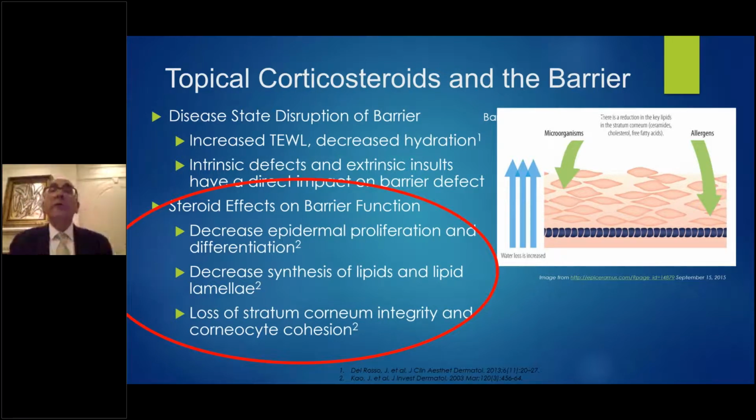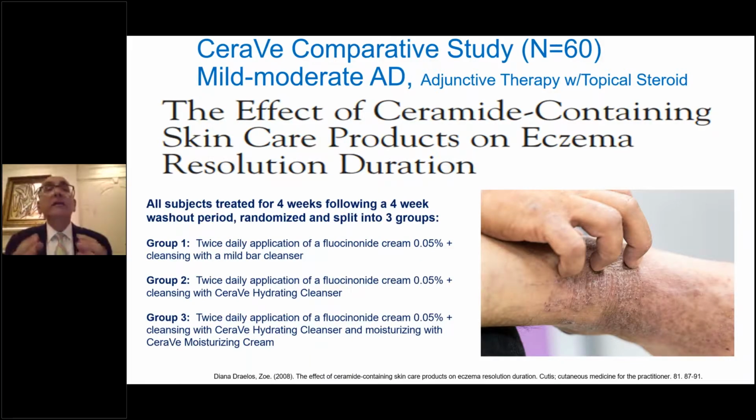This is where we have the moisturizer and the cleanser in order to deal with this problem, to overcome the steroid side effect, right? So the next slide is actually the next study. This directly discusses this scenario. This was done by Dr. Zoe Drelos.